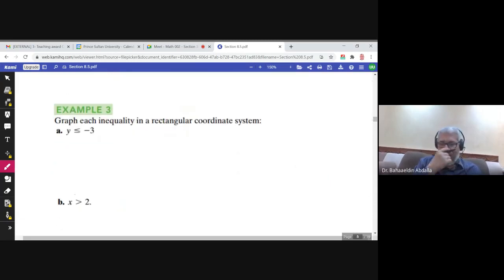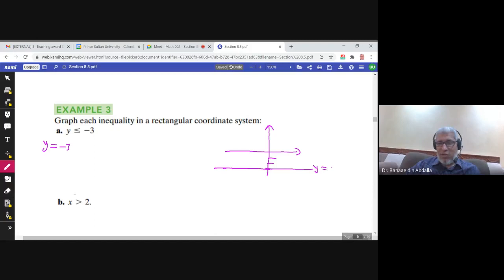So for example, graph each inequality here, y less than or equal to -3. Well, we change it to an equation and we sketch the graph of y equals -3. Where is y equals -3? It is this horizontal line. And there is equality, so it's a solid line. So this is the line y equals -3.